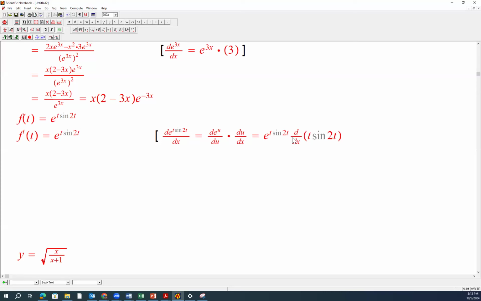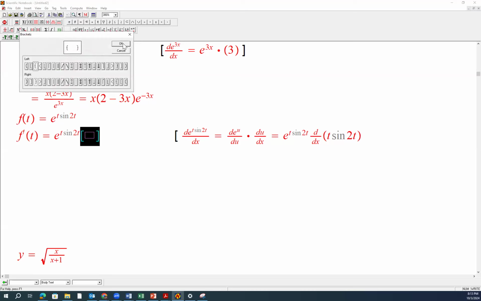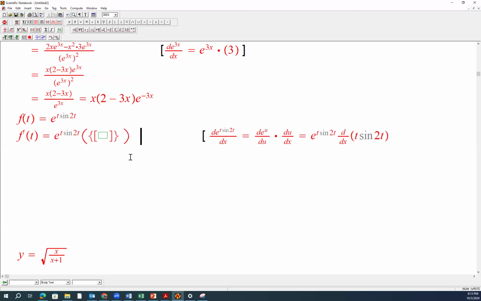times sine 2t, and then we're gonna do the product rule. When we do the product rule, we must enclose everything in parentheses. Doesn't matter if it's curly brackets. If it's curly brackets, it's fine. If it's parentheses, fine. But they have to be enclosed because we're gonna do the product rule. The product rule generates two terms.